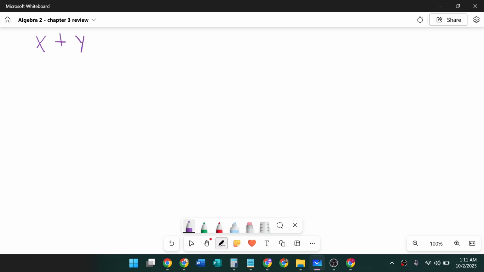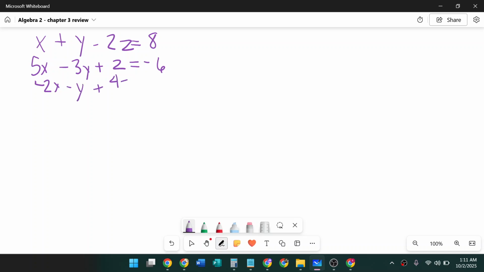So x plus y minus 2z equals 8. 5x minus 3y plus z equals negative 6. And negative 2x minus y plus 4z equals negative 13. And this is the one where they wanted us to do it by elimination.